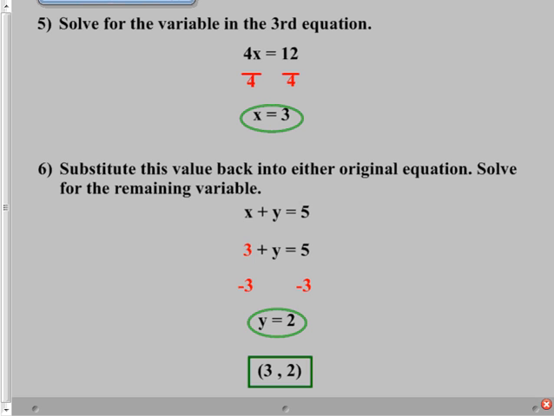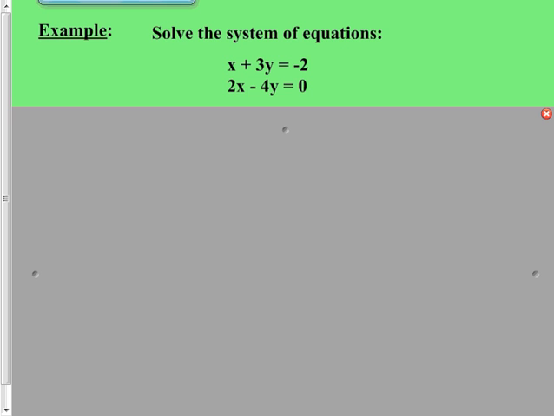Now obviously this one was nice because we had a variable that was already set up. We did not have to do steps 2 and 3. Let's look at a system that will make us do steps 2 and 3. Solve the system of equations. x plus 3y equals -2, and 2x minus 4y equals 0.